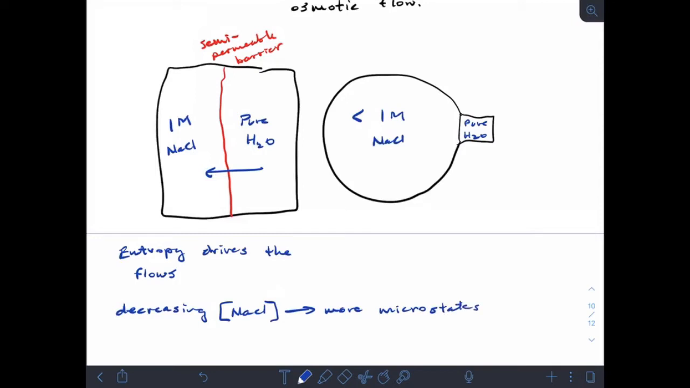Okay? So I have the same number of molecules of sodium chloride on the left-hand side. But if I flood that with a whole bunch more water, now those same number of sodium chloride molecules have more places they can go. They can go farther, they can go in different directions, they can go at different speeds. By diluting the sodium chloride, I'm actually increasing the entropy. And this is why water will flow into areas of high concentration.